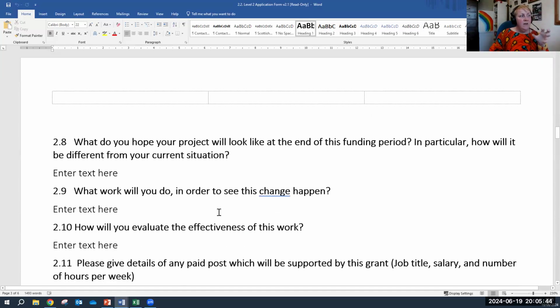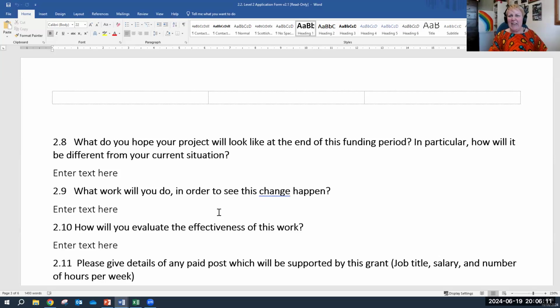Now, this is where it starts to get really, really meaty. 2.8, what do you hope your project will look like at the end of your funding period? In particular, how will it be different from your current situation? This is the change you want to see because of the work that you are doing. So this is where it really matters. This is where the rubber hits the road.